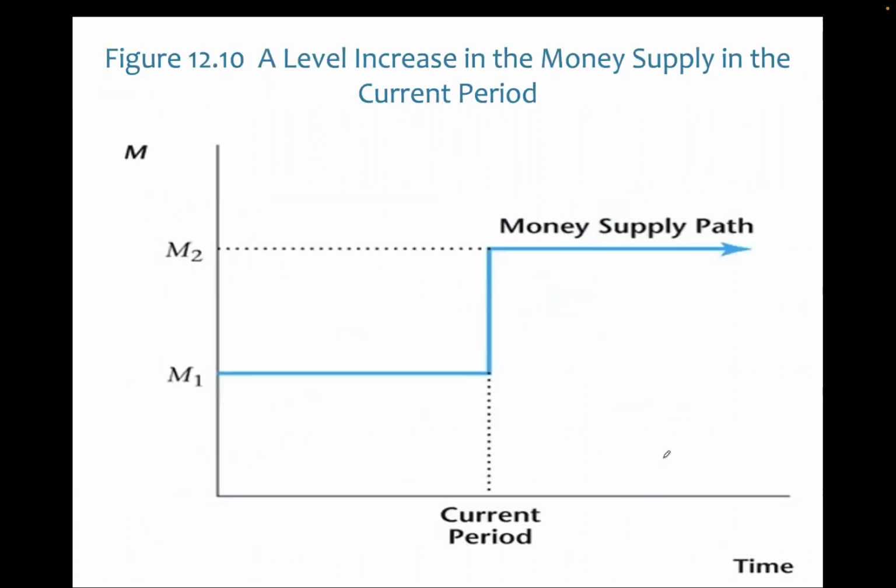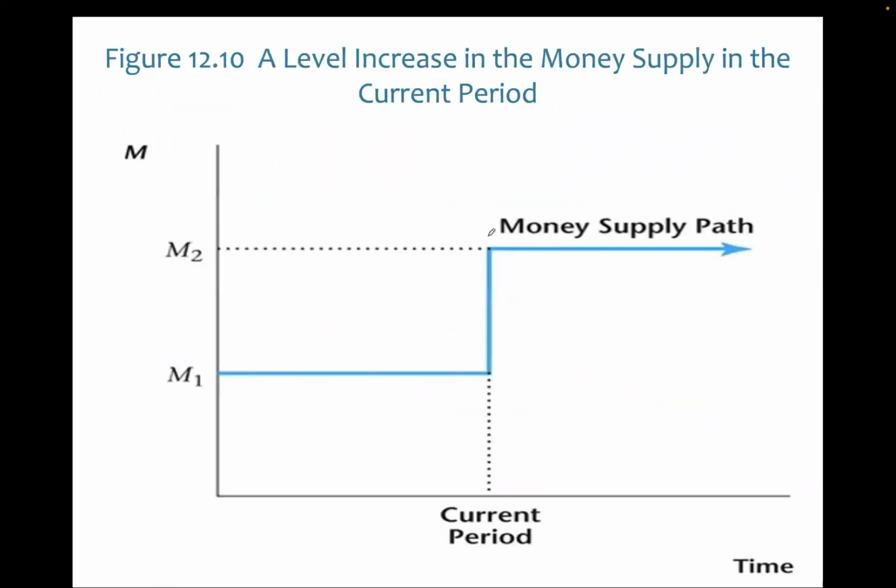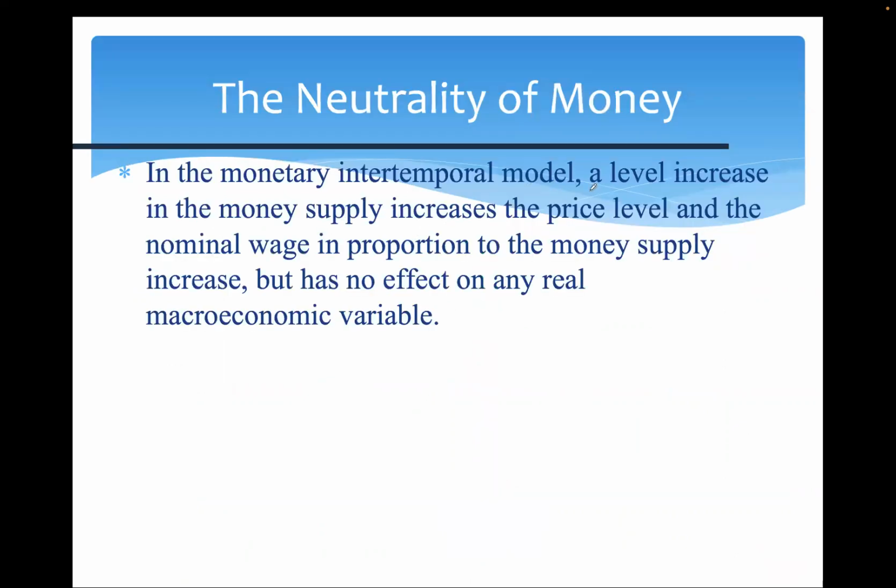Given the discussion we have from these slides, we are going to reach the neutrality of money supply. Meaning if there's a sudden change in money supply, if everything is anticipated, if we knew this was going to come, it's not going to have a real impact on the real economy. Just imagine the money supply suddenly increases in the current period. The increase in money supply is only going to increase the price level and nominal wage in proportion to the money supply, with no impact on any real macroeconomic variable.